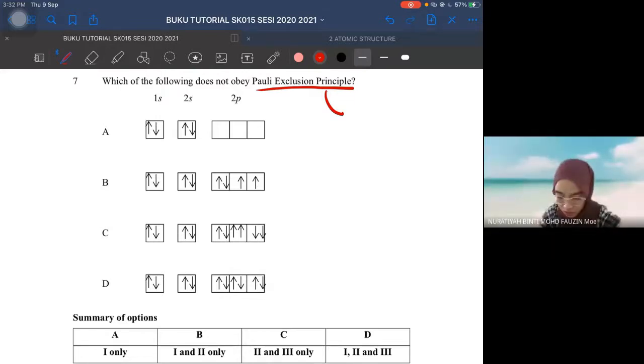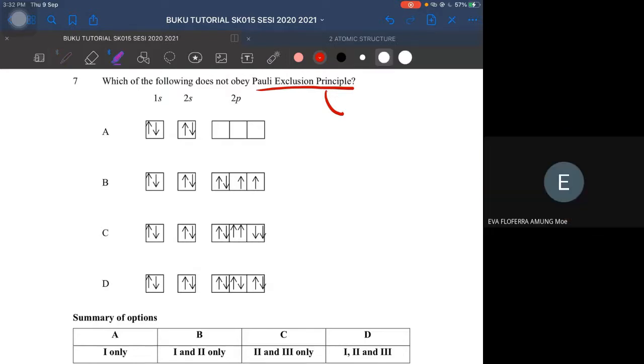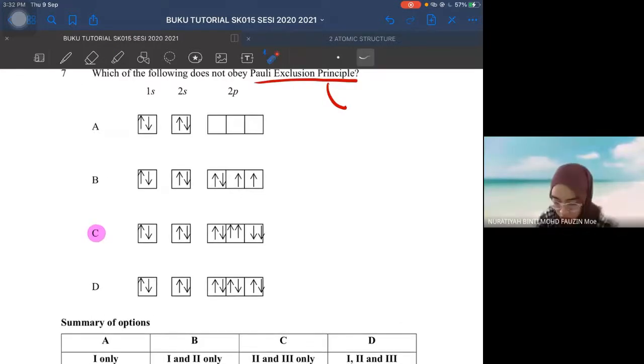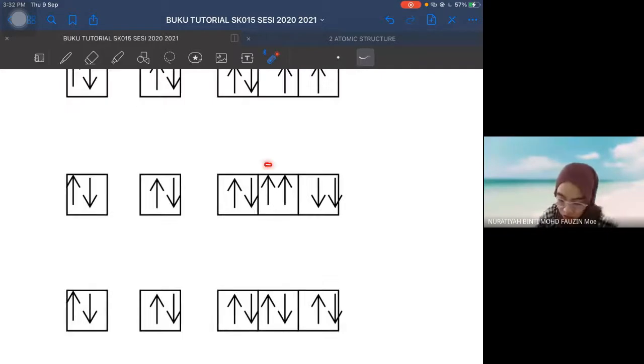Which one? B, okay. B or C? C. Okay, C. Because if you look here, this electron and this electron will have the same n, l, ms, the same set of quantum numbers. This one and this one are also the same. So it's not allowed.